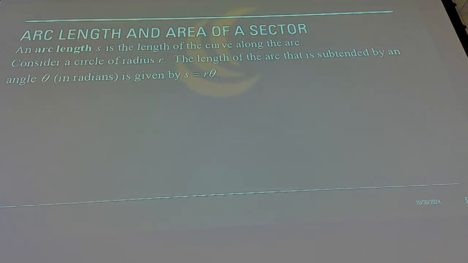There's a reason for that. Let's do some dimensional analysis, unit analysis. So the units of s would be a length, right? So centimeters, meters, feet, inches. The units for the radius are also a length, aren't they? So on the left-hand side, you're going to have a length. On the right-hand side, you have a length times an angle.